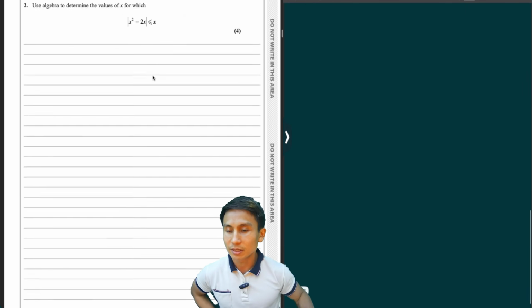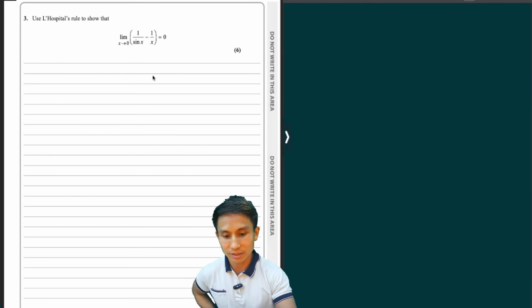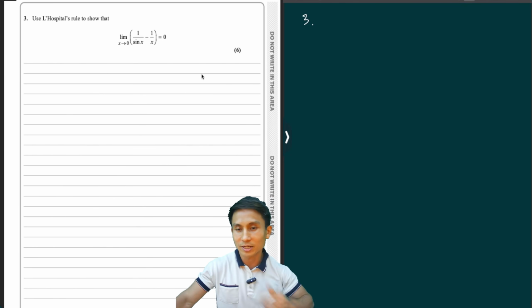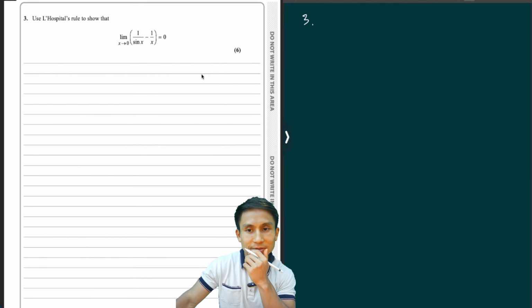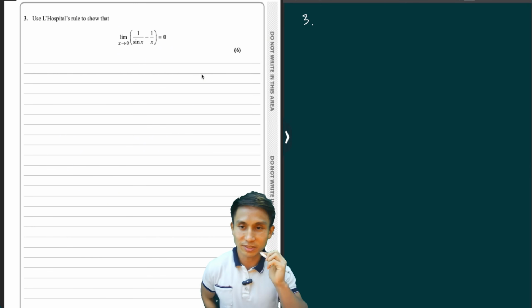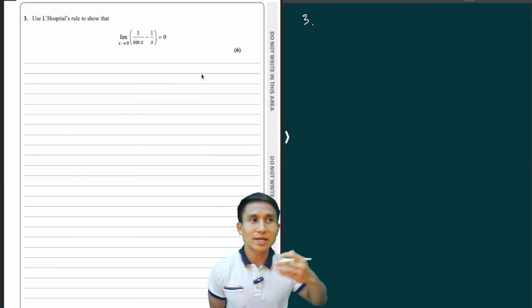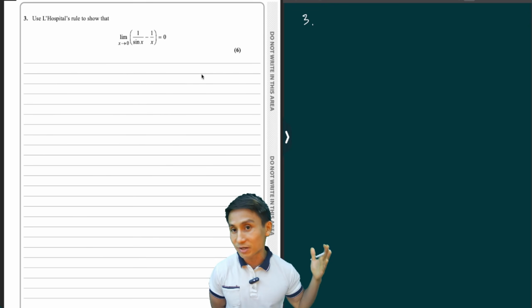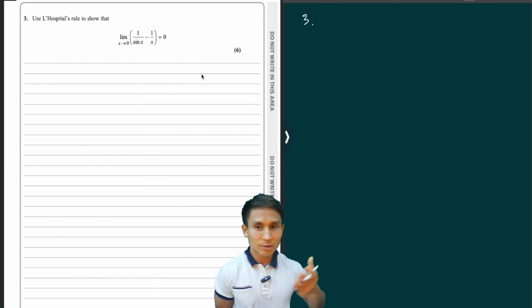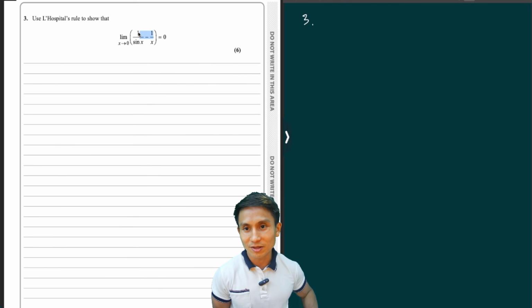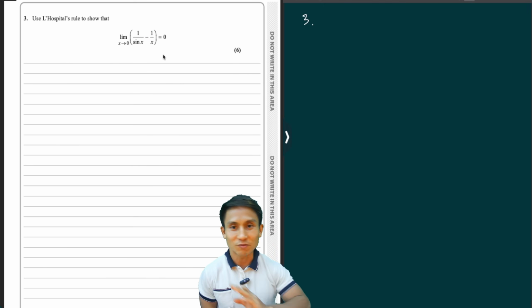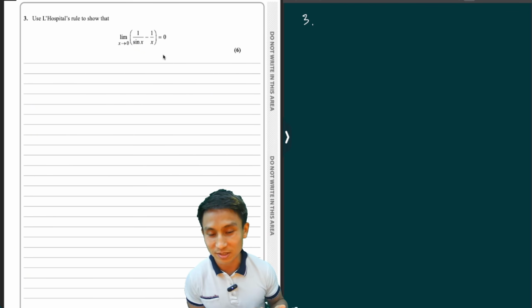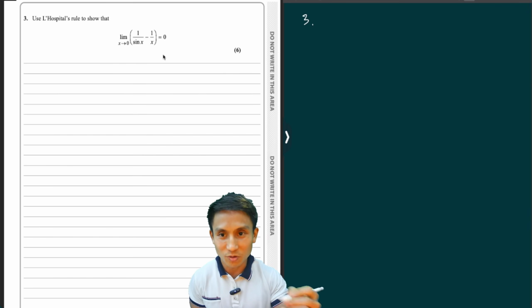Okay. Next question, number 3. Use L'Hopital's rule to show that blah blah blah. Okay. So we use L'Hopital here. That means we need the proof first. So usually it's either denominator and numerator both 0 or both infinity or minus infinity. But in this case, if you look at the expression here, if you don't do anything to it, it's impossible to get 0 or infinity at the numerator. So we need to simplify or derive first.